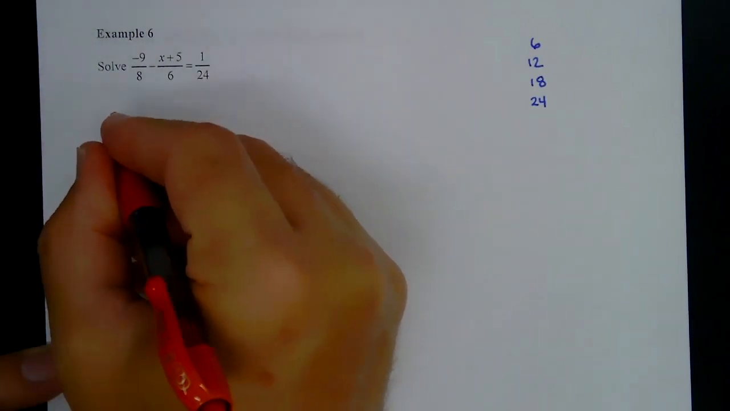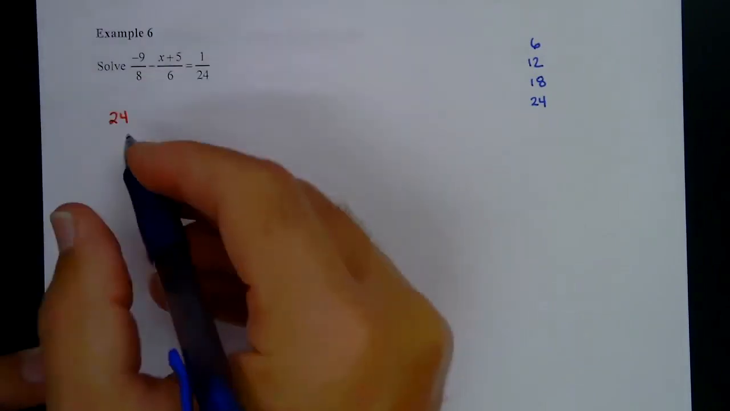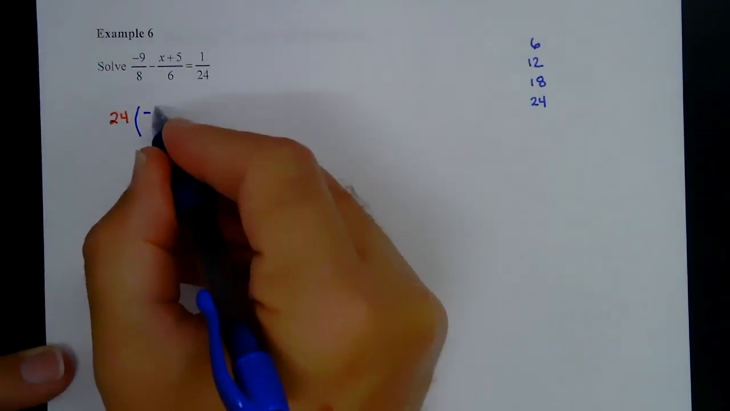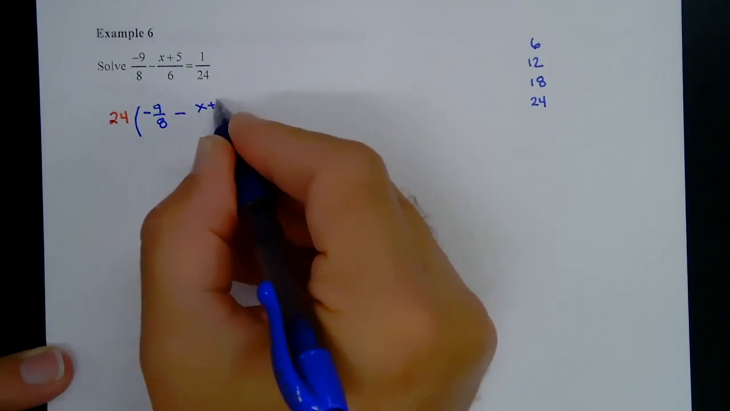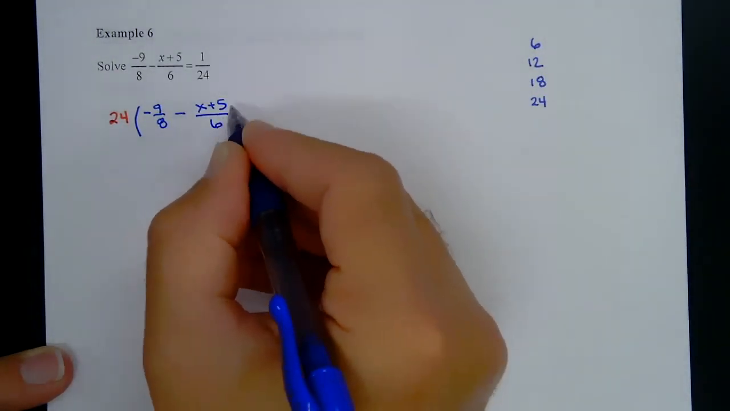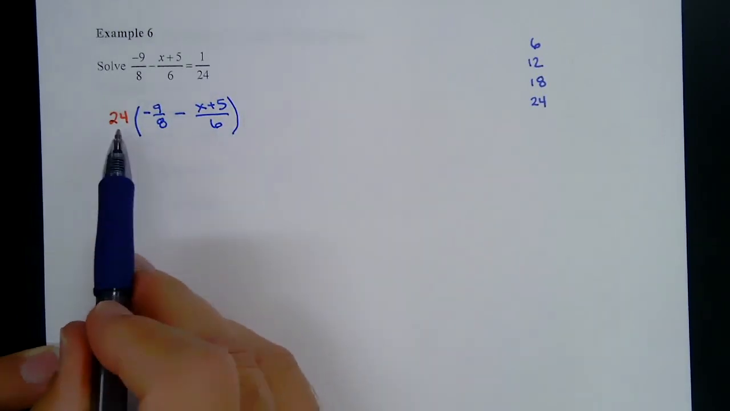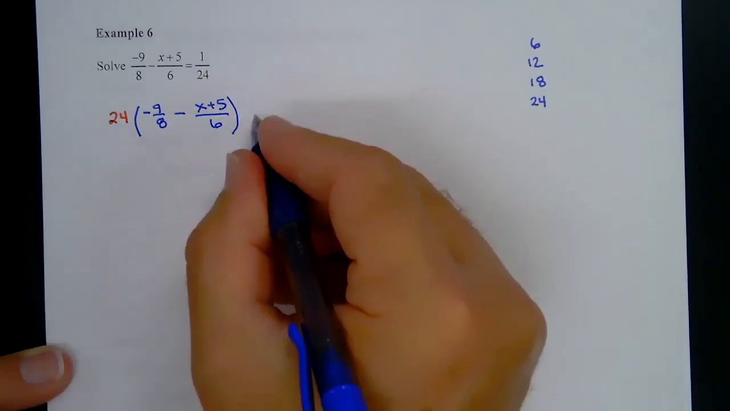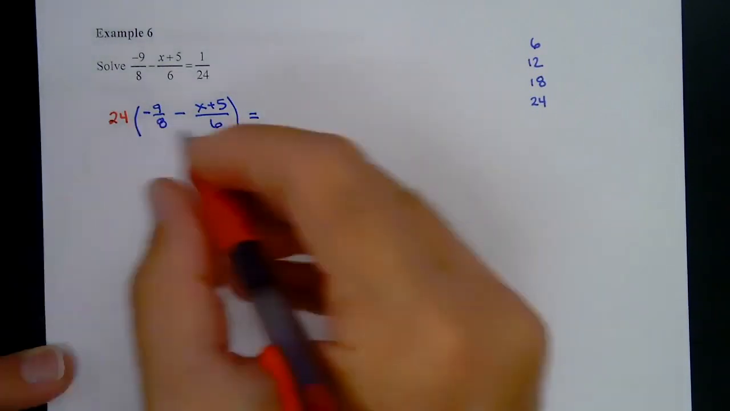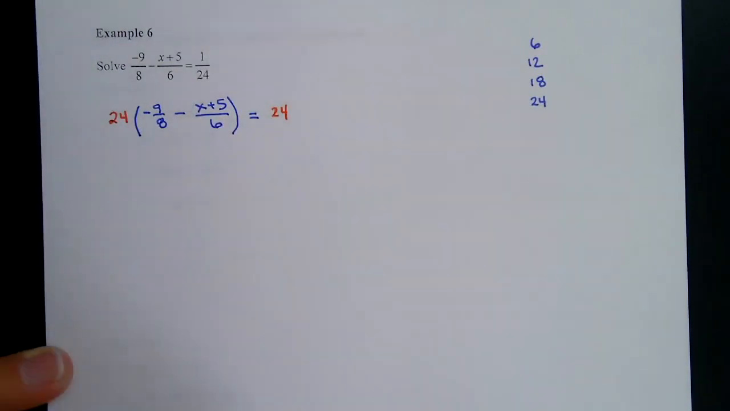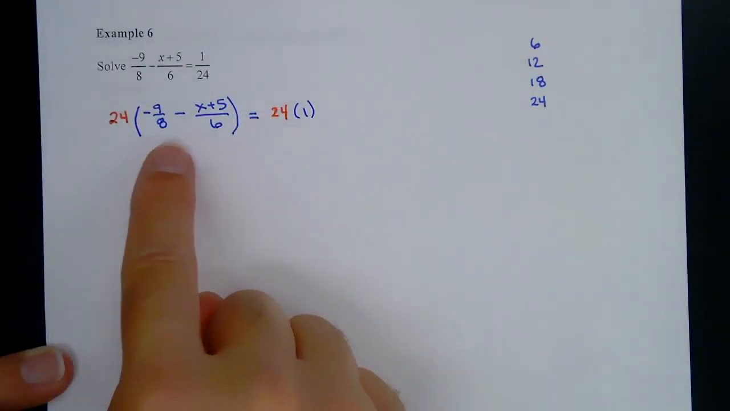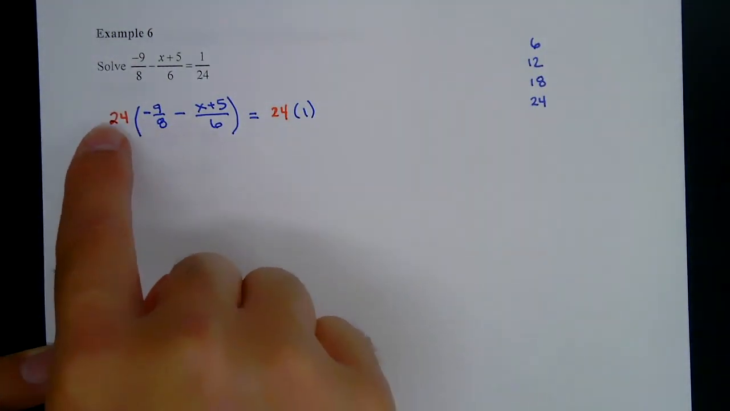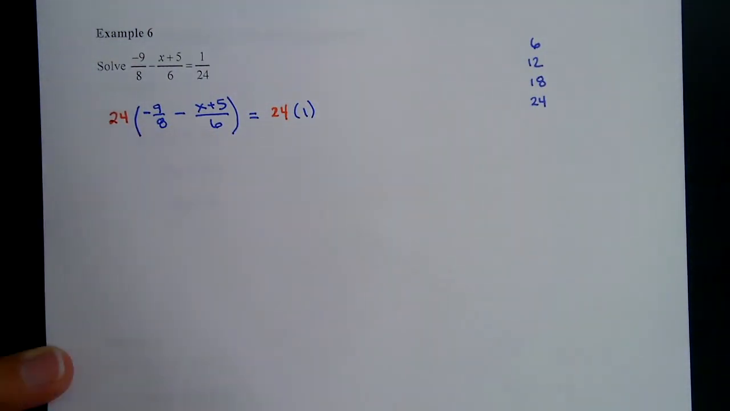So what I want to do is multiply by 24, and then this would be negative 9 over 8, and then minus x plus 5 over 6. I'm going to close the parenthesis. If you don't put the parenthesis, you're not multiplying the whole side by 24. And then this is equal to 24 times the 1. Now, because this is a difference of two things, I'm going to need to distribute this 24 with both of these fractions.